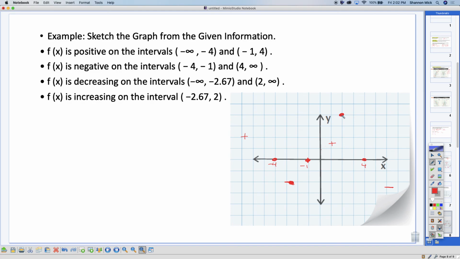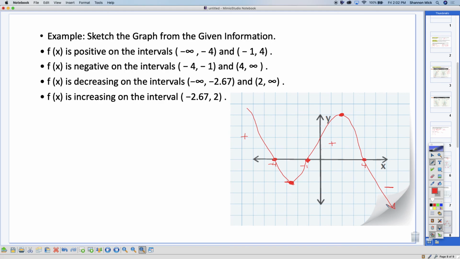Okay. And then what's the last thing it tells me? It's increasing between -2.67 and 2. Doesn't it have to be increasing between two points where it's decreasing? Okay, so that means this graph looks something like that, doesn't it?